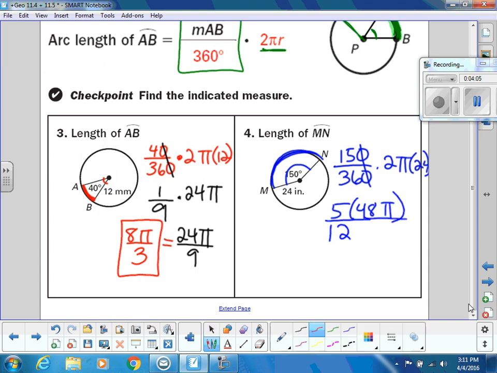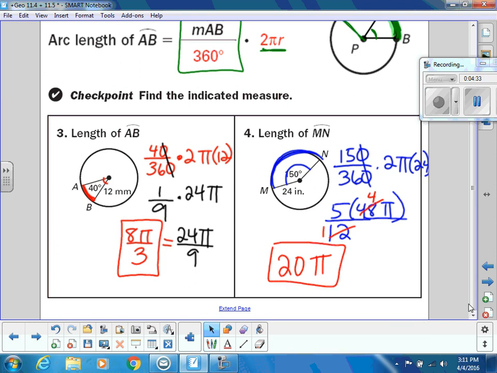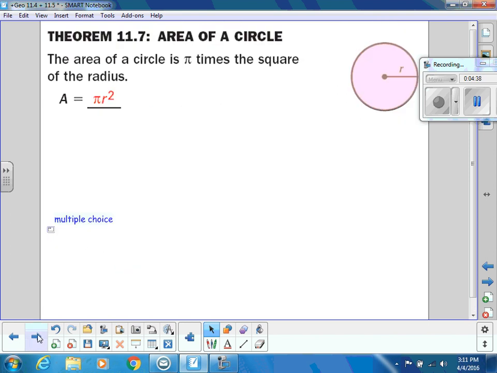And we can reduce this even more. So 12 and 48, let's see. We can divide those both by 6, right? Or can we do something bigger? Does 12 go into 48? Yeah, absolutely. So if I divide them both by 12, that'll give me 4 over 1. So this is going to give me 20 pi. All right, so that's how we get the length of an arc. Not the measure, but the length.